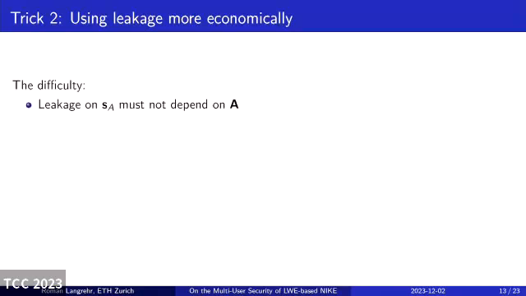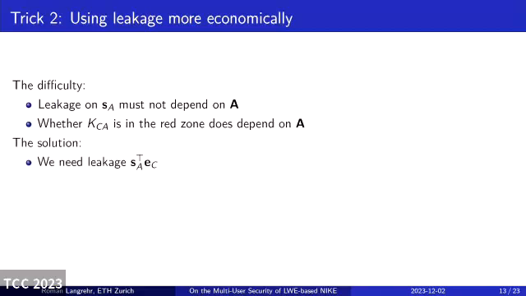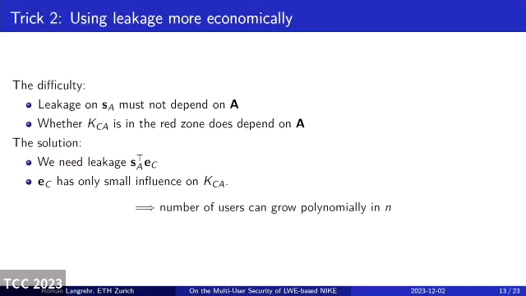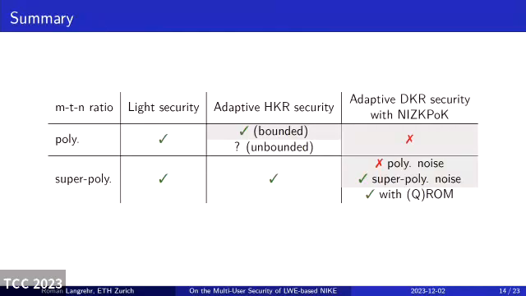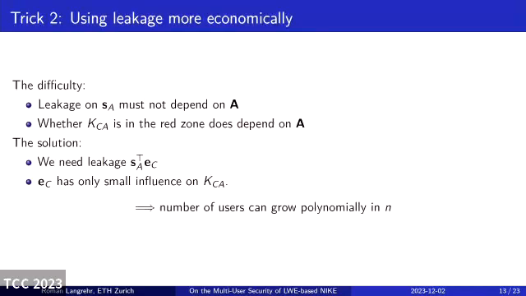And to get this into a formal argument, there's one challenge, and that is that the leakage on the secret must not depend on the matrix A. However, whether KCA is in this red zone close to a rounding boundary or not clearly does depend on A. However, we observe that the leakage we need is S_A transpose times E_C, and E_C has only very small influence on where KCA is. And this can be turned into an argument that avoids this dependency on the matrix A. So this way we get multi-user security where the number of users can grow polynomially in n, and this polynomial depends on the modulus to noise ratio. Thank you.